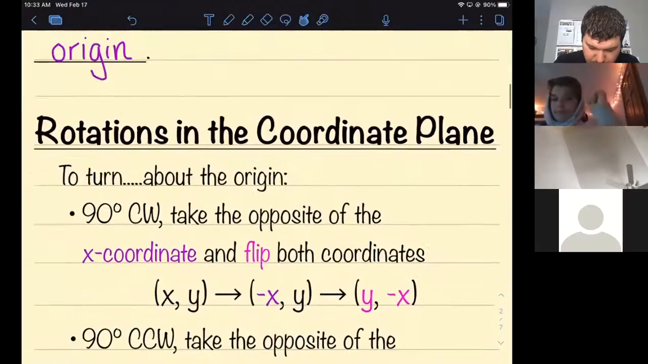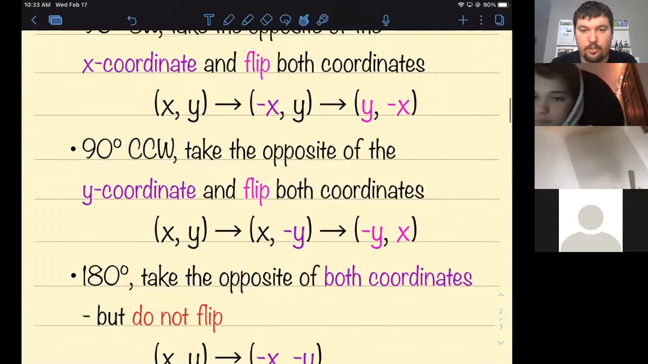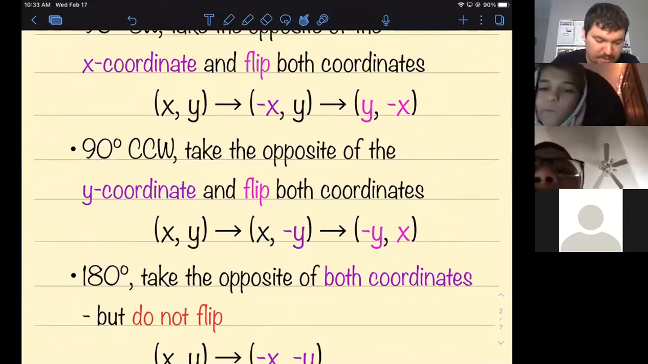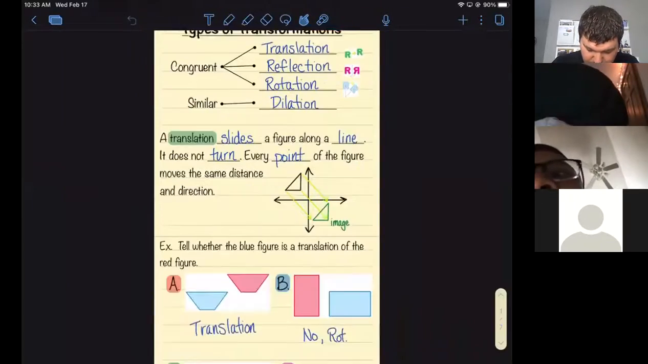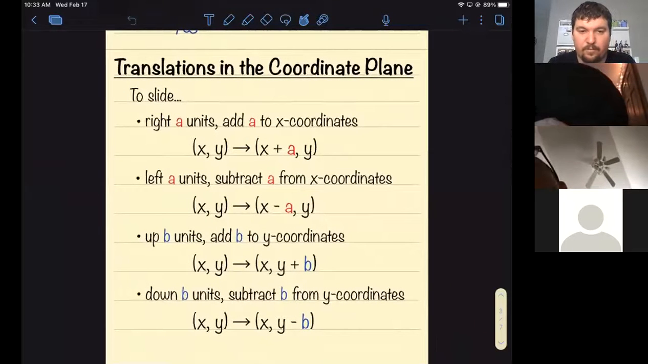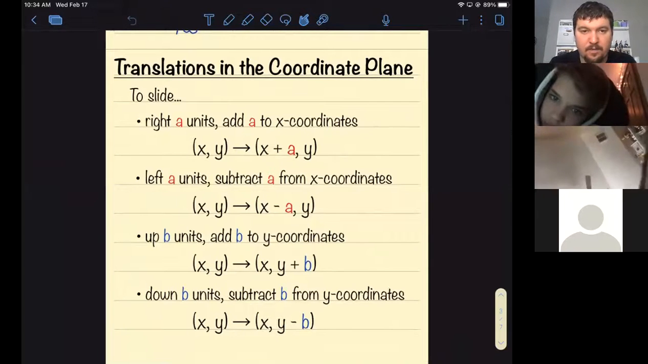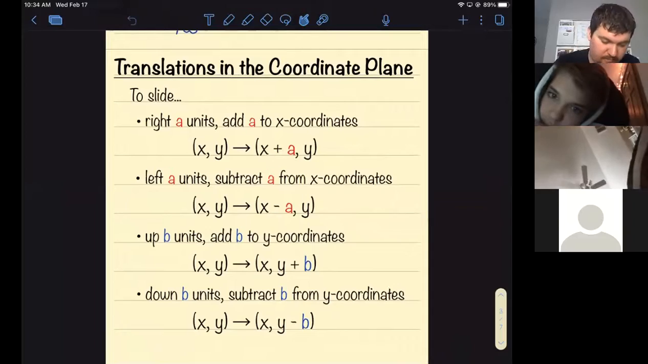So what you guys are going to want to review to make sure you're ready for Friday's quiz is you're going to want to know your translations cheat sheet. That's the easy one. Move it to the right, add to the X. Move it to the left, subtract from the X. Move it up, add to the Y. Move it down, subtract from the Y. Okay, know your translations cheat sheet.